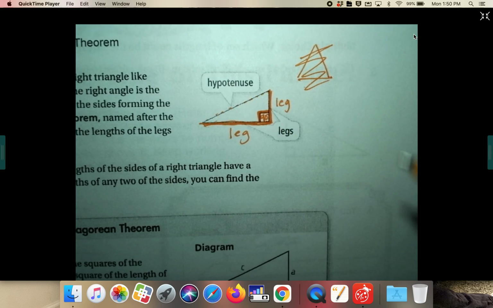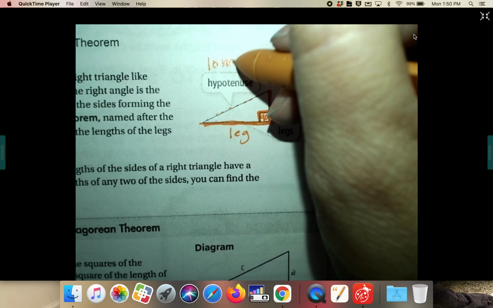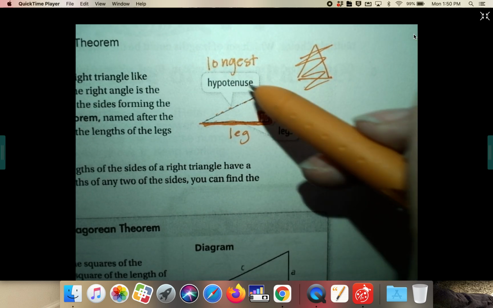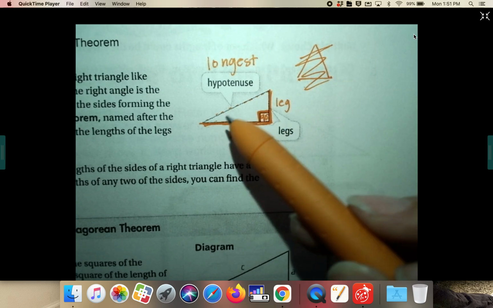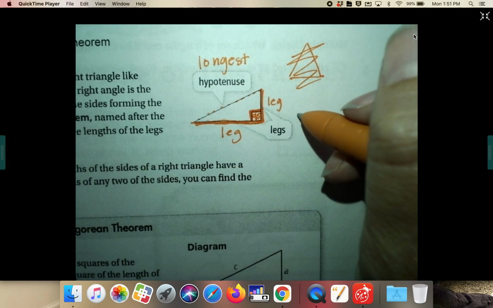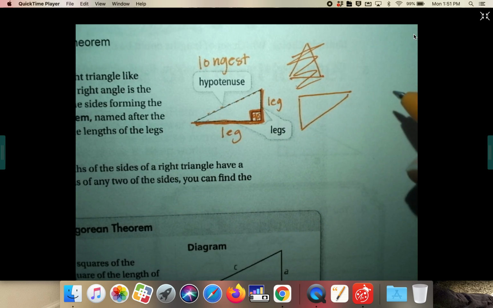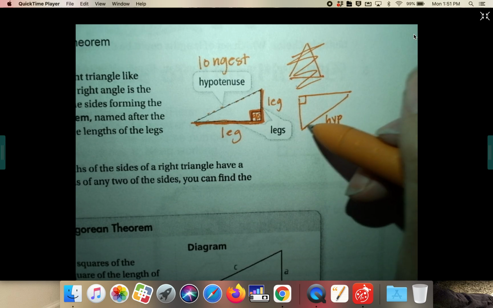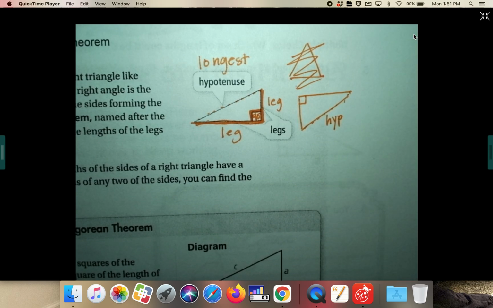And that is always the longest side. So you're going to have two shorter legs and one long side, which is called the hypotenuse. And it's always the side that's across from the 90-degree angle. So if the 90-degree angle was up here, the hypotenuse would be down here. So it's always the one across from the 90-degree angle, and again, it's always the longest.